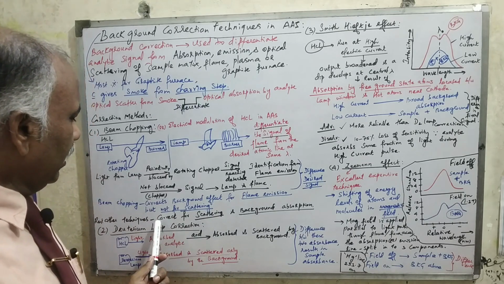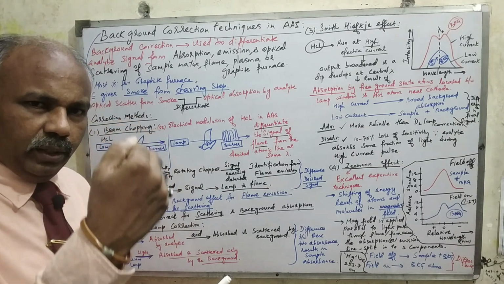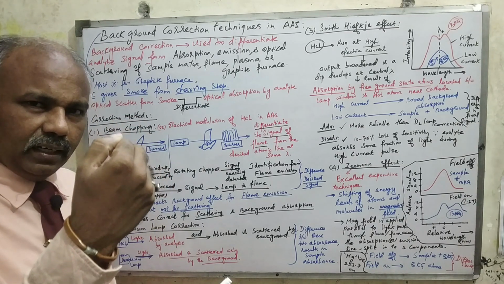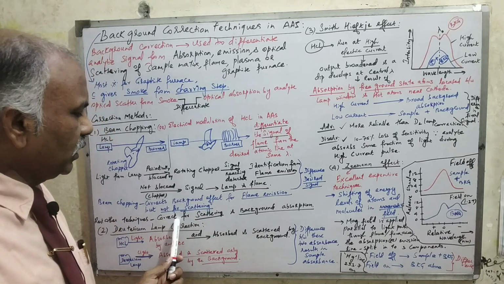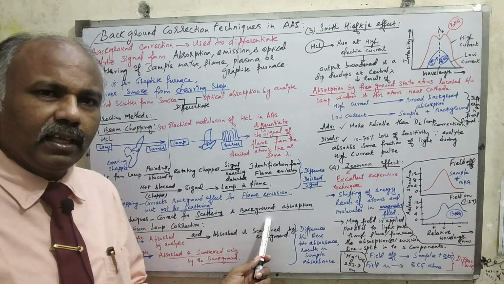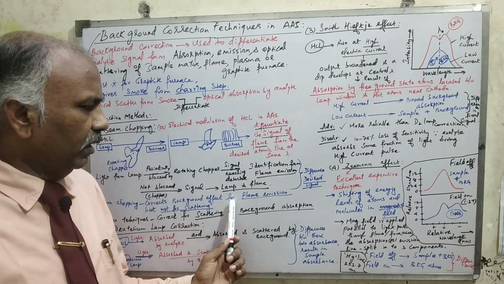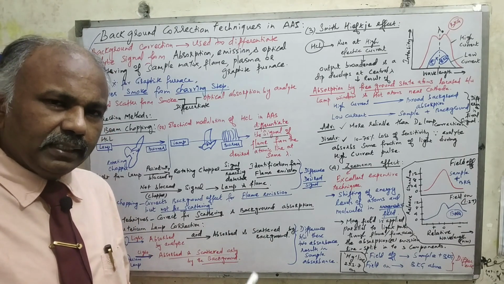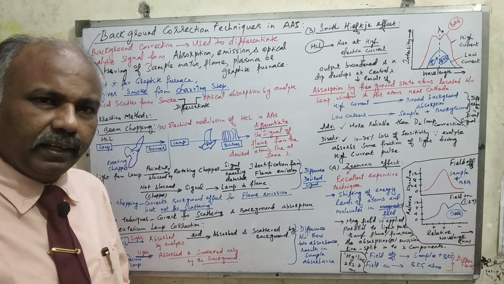The other techniques, like the deuterium arc method, the Smith-Hieftje method, or the Zeeman effect, are used for correcting the scattering as well as the background absorption. The first method is purely for correcting the flame emission, whereas the rest of the methods are used for correcting the background absorption as well as the scattering effect.